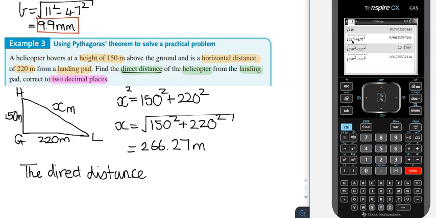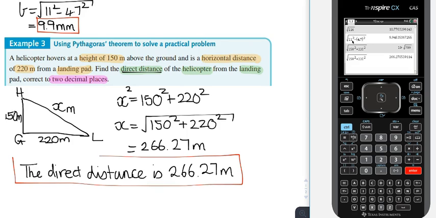Now I haven't red boxed that because it's a worded question. So worded question needs a worded answer. The direct distance is 266.27 meters. That is what I am red boxing.